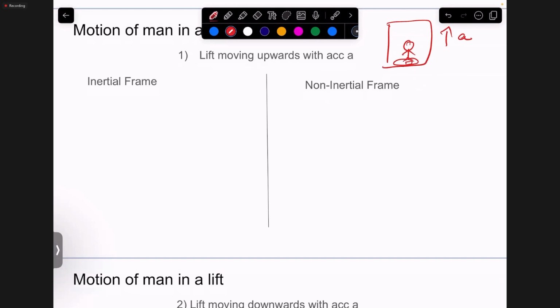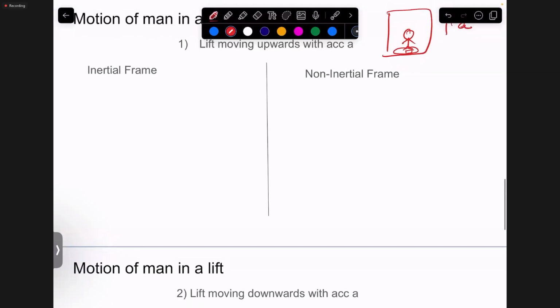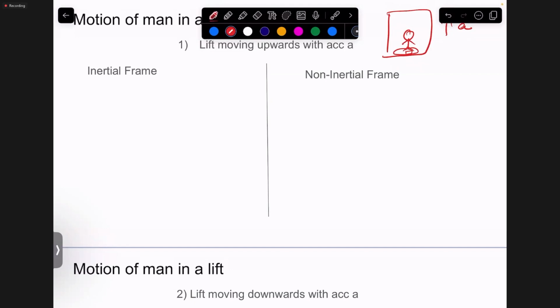That means, what will be the normal reaction this man exerts on the surface of the floor or weighing machine? That is what we need to find, and that is what I am calling the reading of the weighing machine. So we will take two scenarios. One is the observer standing in an inertial frame, that means on the ground.